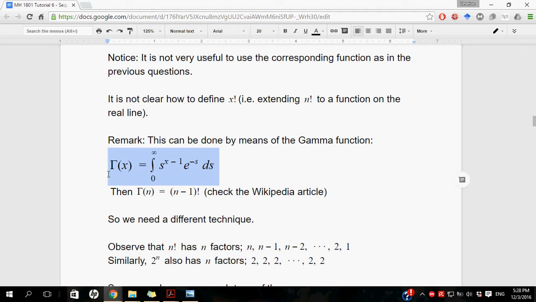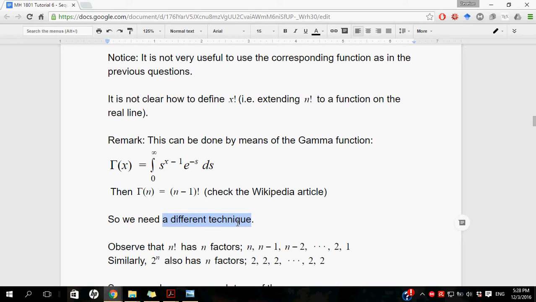It can be checked using standard integration methods that gamma n, the value that gamma takes at the natural numbers, is indeed given by n minus 1 factorial. It is therefore true that the gamma function does extend the usual factorial function, but we won't say any more about it. I would encourage you to check the corresponding Wikipedia article about the gamma function. For this question, it turns out that we need a different method to solve the problem, and here is how we're going to do it.